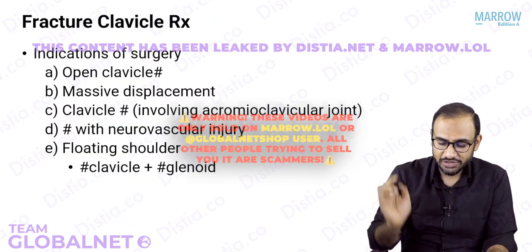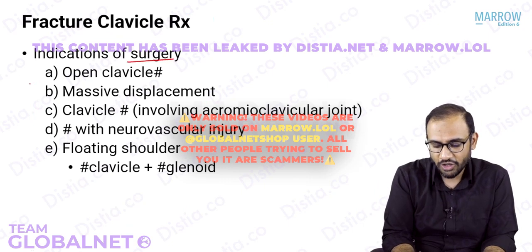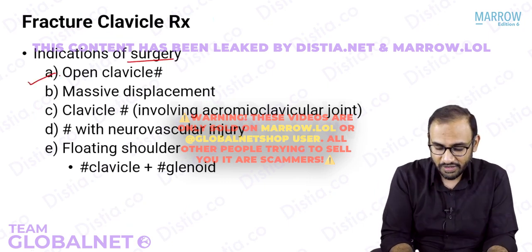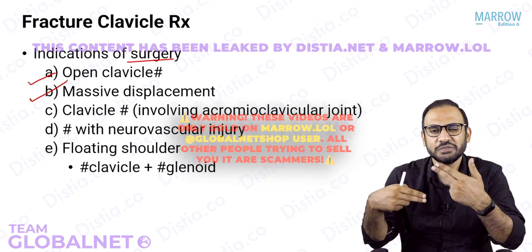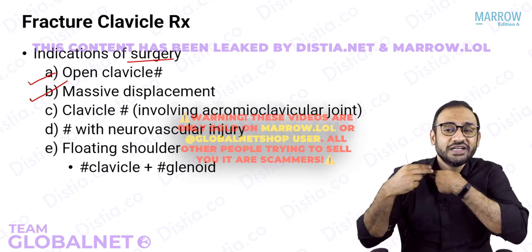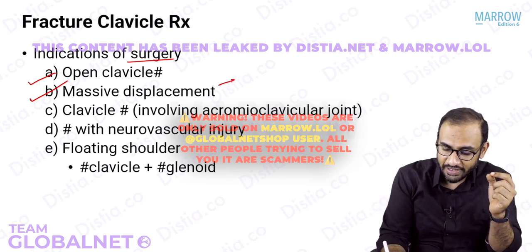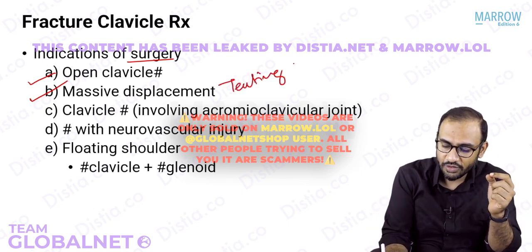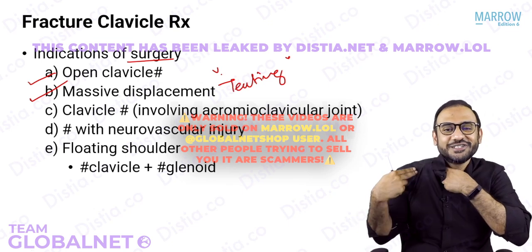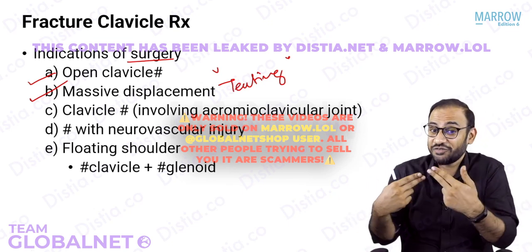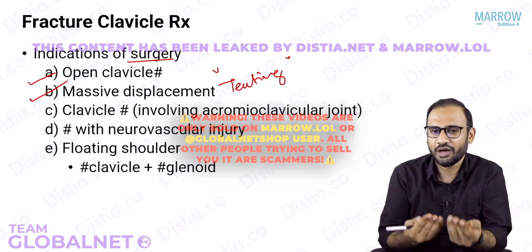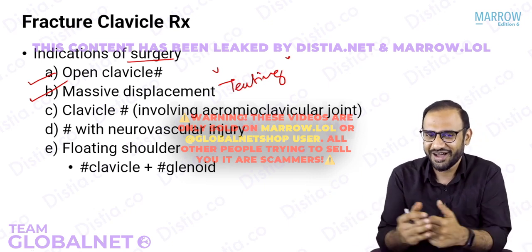Simple, straightforward indications for surgery: number 1, open clavicle fracture. Massive displacement. Sometimes the displacement is so much that they describe it in terms of tenting of the skin. Are you understanding? Tenting of the skin. It's like the skin is lifted up like a tent. Such kind of displacement you need to fix because it will not reduce with just figure of 8 bandage or arm sling or arm pouch.